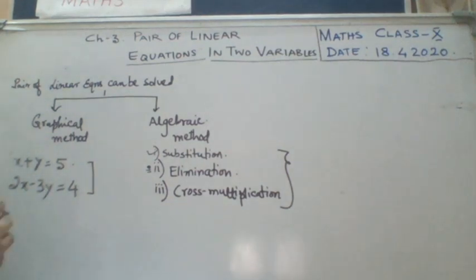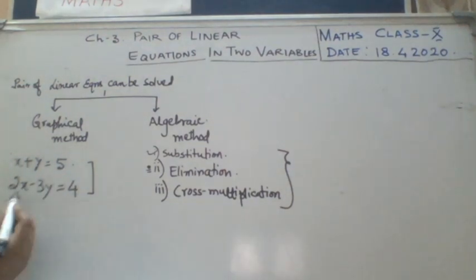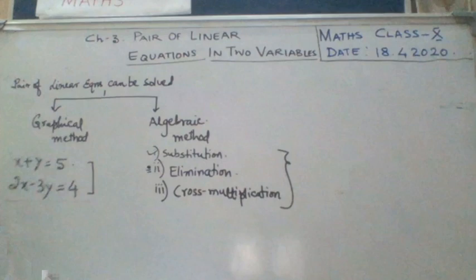So see, here the coefficient of x is 1 and the coefficient of y is 1, and the constant term is 5. Similarly, in the other one, the coefficient of x is 2, the coefficient of y is minus 3, and the constant is 4. In order to make the coefficient of y the same, we can do this, or we can also make the coefficient of x equal.